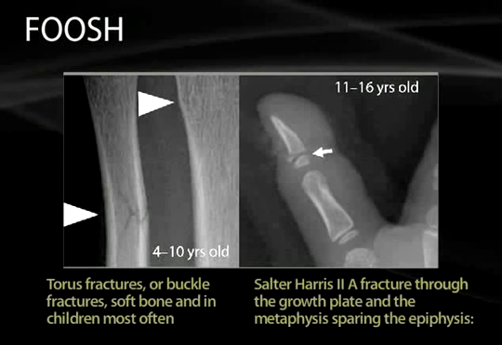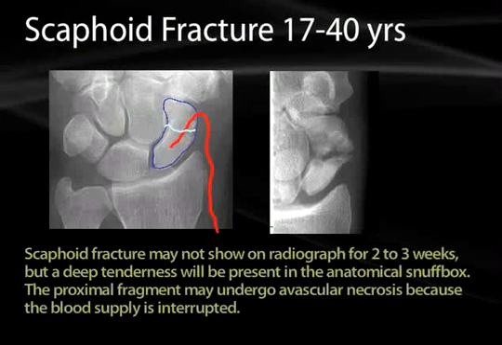Looking at the Salter-Harris fractures, there's several different types, but type 2 is one that's susceptible from falls on outstretched hands. And in this thumb, you can see how there's been a fracture through the growth plate. And oftentimes these will create problems for kids between the age of 11 to 16 years old. Once we get to 17 and 40, we're back to our scaphoid fracture.